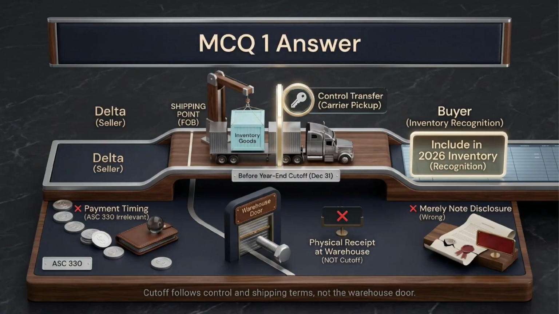The correct answer is A. Delta should include the goods in 2026 inventory because FOB shipping point transfers control when the carrier picks up the goods at the seller's location, and that happened before year end. B is wrong because physical receipt is not required when control transfers earlier under the shipping terms. C is wrong because this is not just a disclosure matter. The goods meet the recognition criteria at year end. D is wrong because payment timing does not determine inventory cutoff. The memory hook is this: cutoff follows control and shipping terms, not the warehouse door.